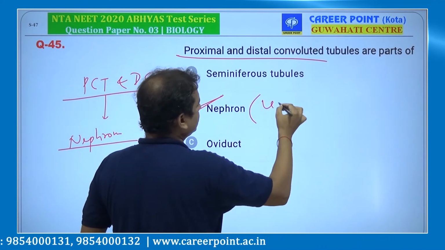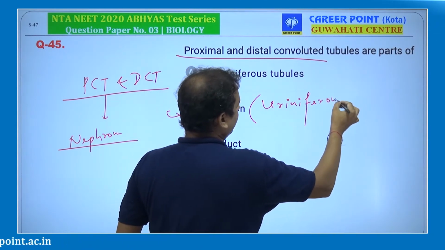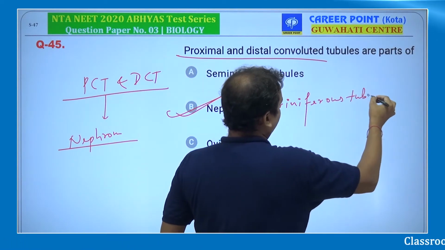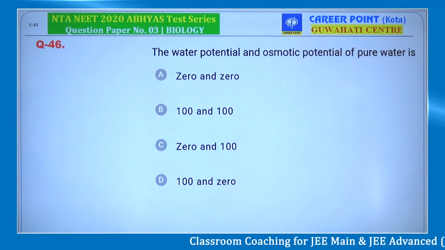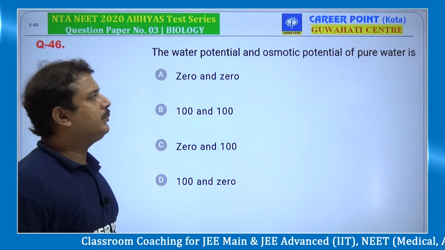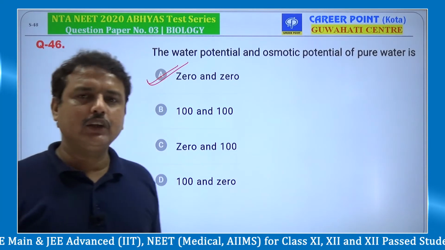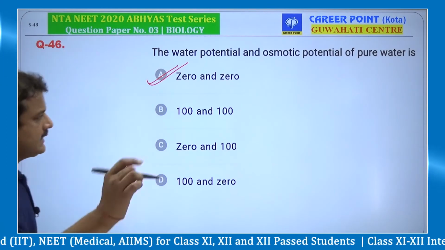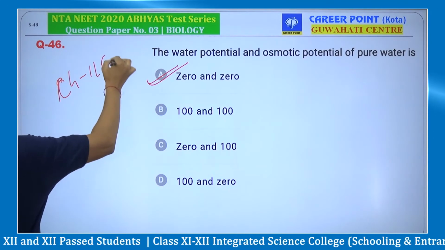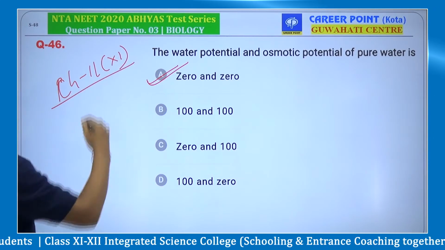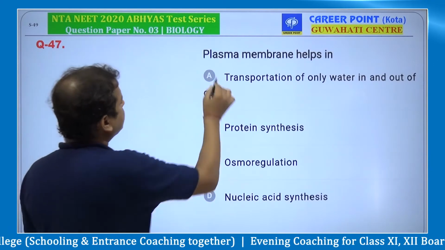Another name of nephron is called uriniferous tubule. Okay, uriniferous tubule. Next. So the water potential and osmotic potential of water is 0. So both water potential and osmotic potential of pure water is 0. Okay, it is from chapter 11, class 11, transport in plants.